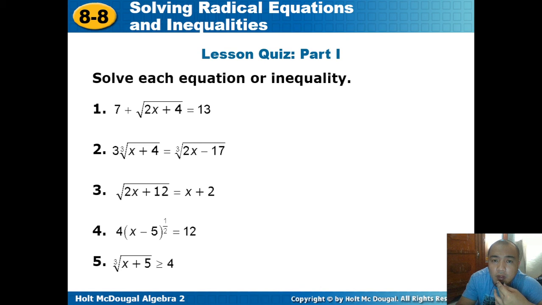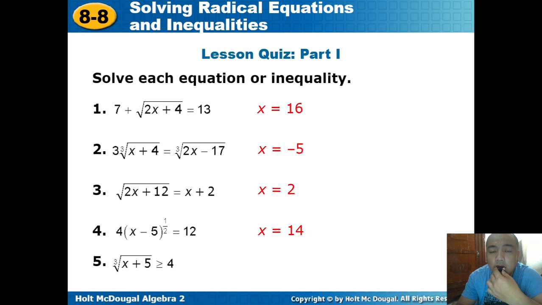So for your lesson quiz part 1, solve each equation or inequality. Since we did not discuss inequalities, you answer only 1 to 4. These are the answers, and the solutions are left to be done by you. You can screenshot this part. Apply the different steps in solving radical equations.